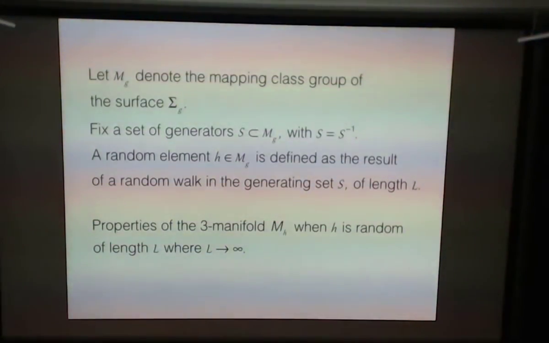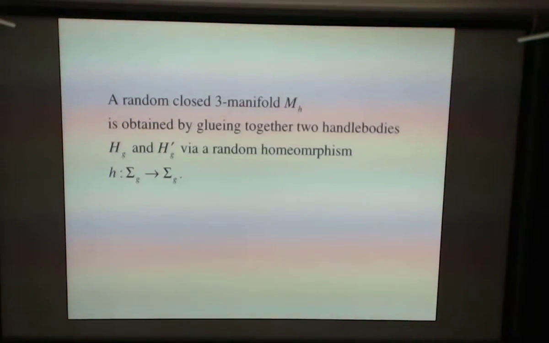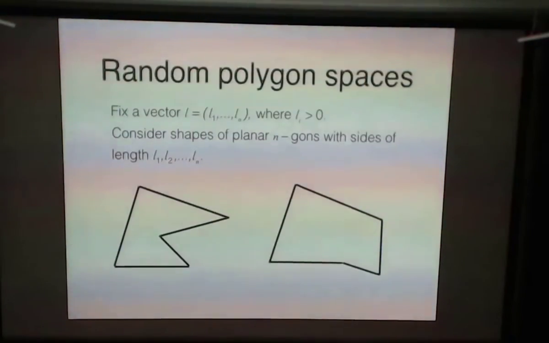To make this model work, Dunfield and Thurston assume that this L, the length of the word, goes to infinity. So this is the second model, which is very interesting. I will not go further into this model because we have time limitations. So the next model.